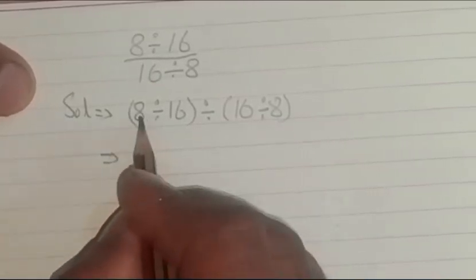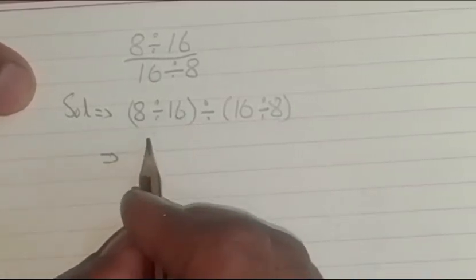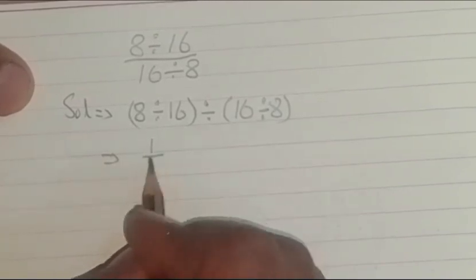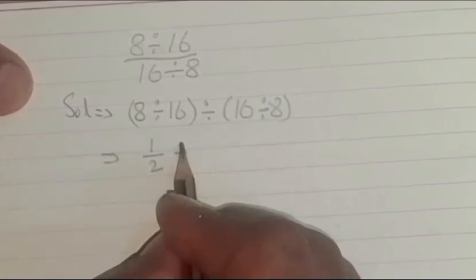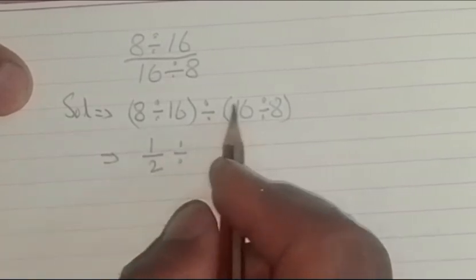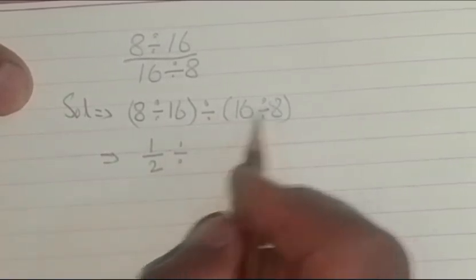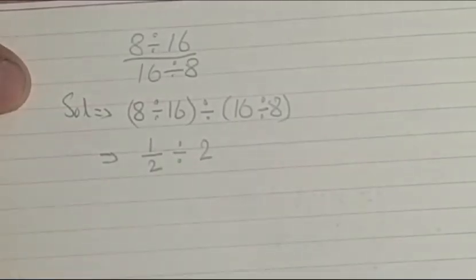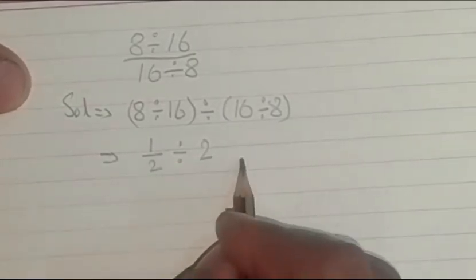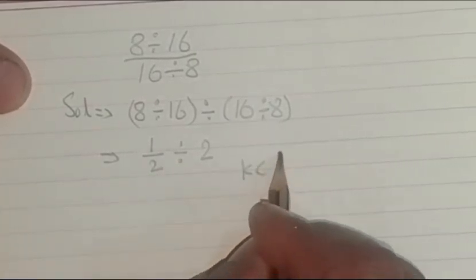The numerator is 8 divided by 16. They give us 1 over 2. And divide by the denominator, which is 16 divided by 8. They give us 2. Now we solve it by the rule of KCF.